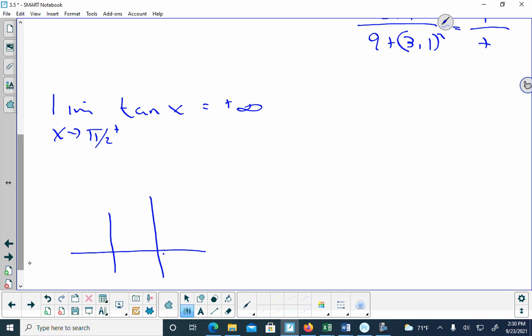This is pi over 2. I'm thinking about my graphs. So when I graph the tangent, this is pi over 2. So this is the first quadrant, yes? First quadrant, what kind of numbers do I have? Positive. So, see, this is confusing. Yeah, positive infinity.